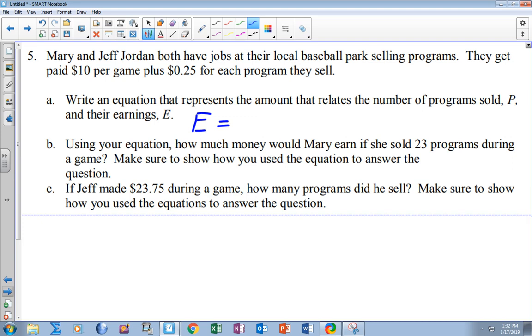All right. So how much do they get per program? It'd be 0.25 P, and then plus the $10 for showing up, right? Right. So what about the next one? Using your equation, how much money would Mary earn if she sold 23 programs? What would we do with the 23? Yeah, we would just plug it in, right?